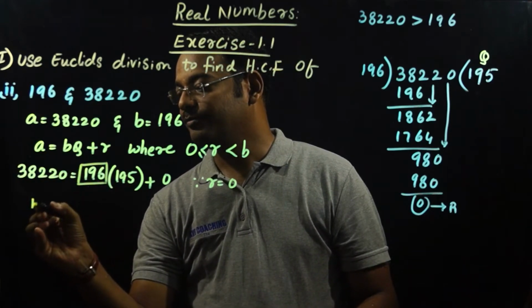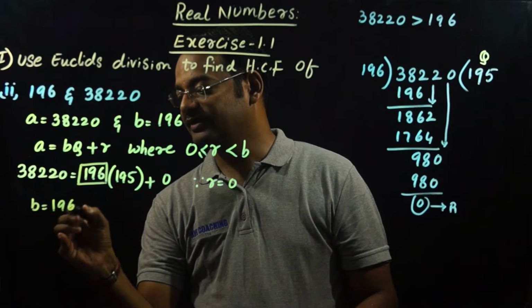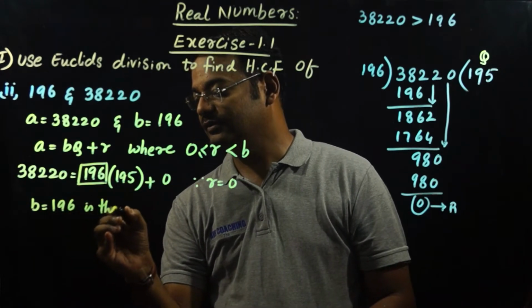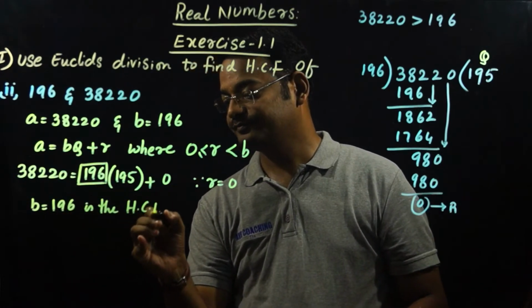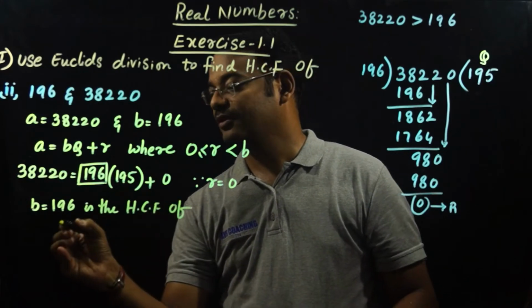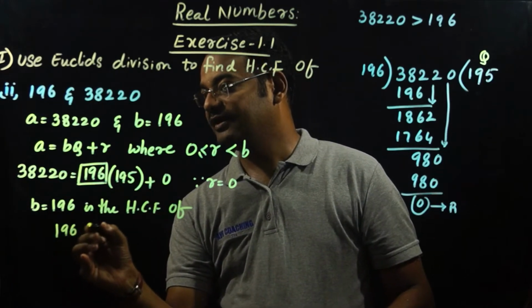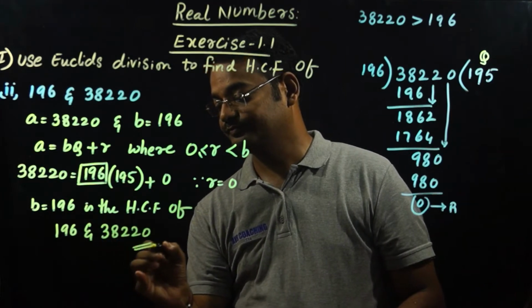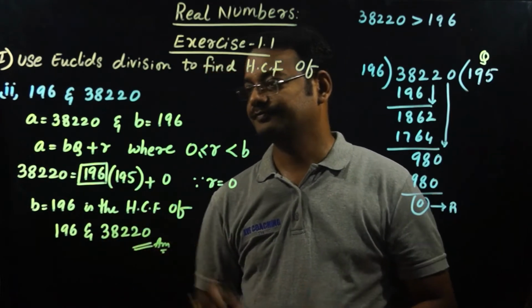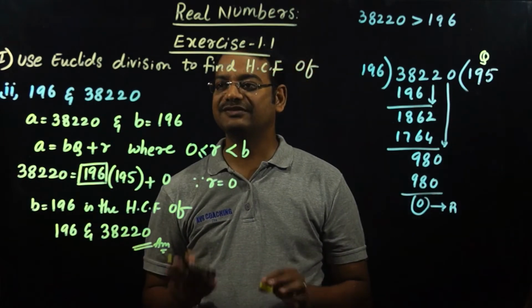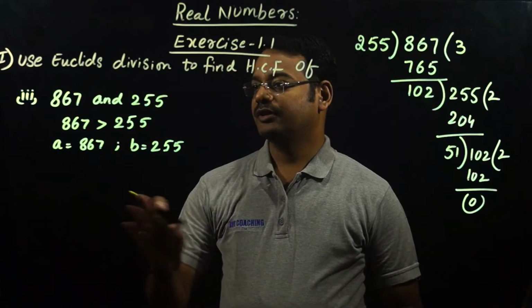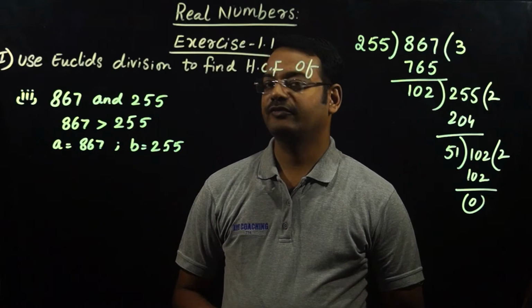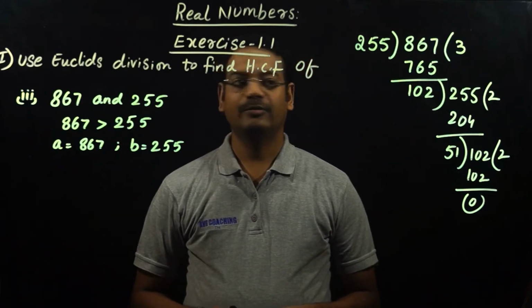Now here B equal to 196 is the HCF of 196 and 38220. That's it. Very simple. You just need to understand the concept. Now in the third bit, we need to find the HCF of 867 and 255.